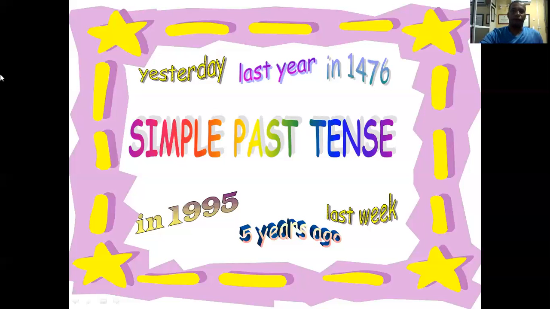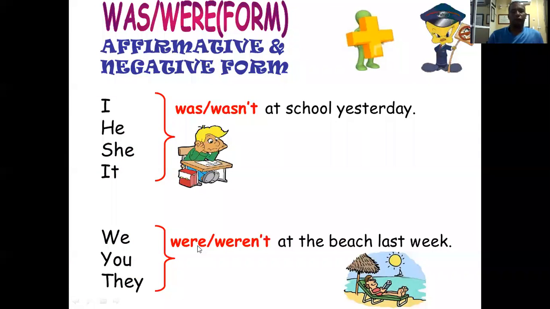Now I want to describe in this PowerPoint how to talk in the simple past. For example, in 1985, 5 years ago, all those expressions talk about the past. Was or were formed. These are the simple past for to be.